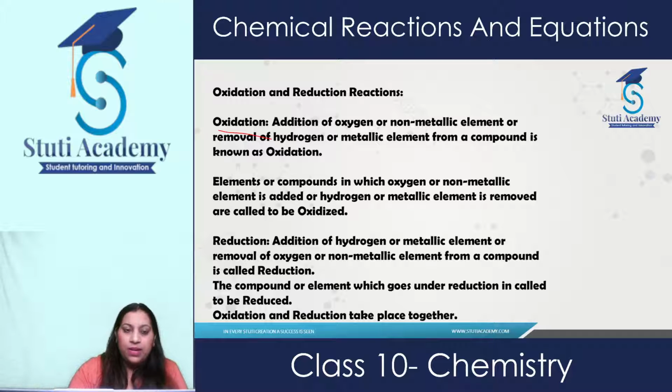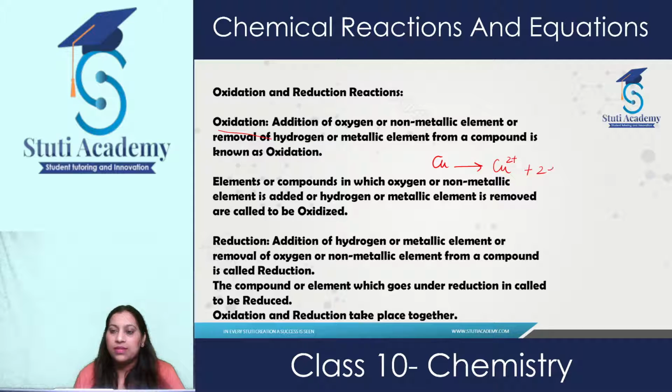For example, I'll just write here copper. When it is converted to copper ions, it is losing 2 electrons. So here loss of electrons takes place. So this kind of reaction is an oxidation reaction.